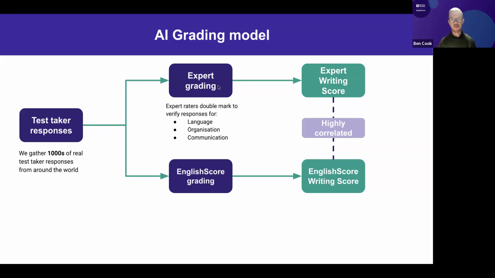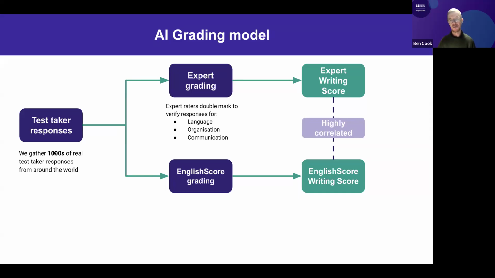And then we have a team of expert graders, and they look at those responses and they grade them or rate them for language, organization, and communication. We ask 2, possibly 3 or 4 experts to grade those, and we take an average of those scores. That gives us an expert writing score, and that's something that we're very confident in. These experts are experienced, have been trained, and so on. So we have confidence in their score.